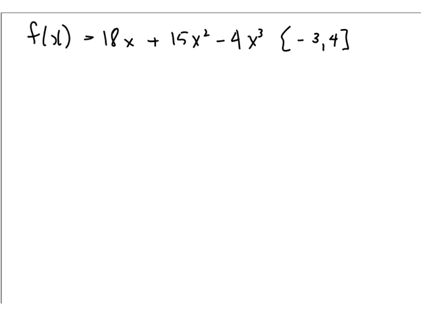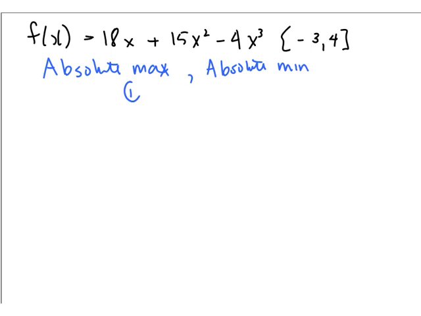So before we start, we're going to ask the question. I want us to find the absolute max, which is the absolute highest point on this graph, and the absolute min on this graph. And there are two places where these things can occur.